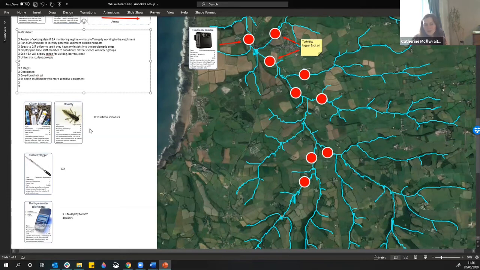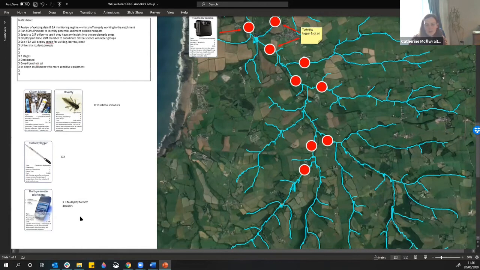So there's probably some existing riverfly locations in this catchment, but we wanted to use the time that we had with somebody dedicating time on the project to do a bit of a push and get more riverfly locations up and running. We were also going to get some multi-parameter colorimeters to deploy to the farm advisors, so we could really start to target down within the catchments, the sub-catchments, once we'd identified them.